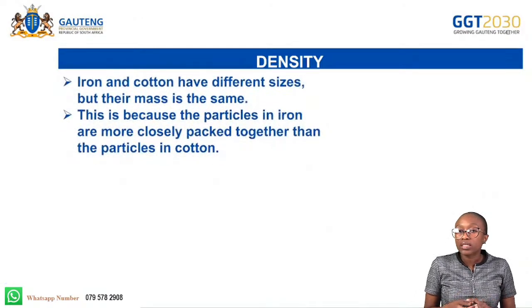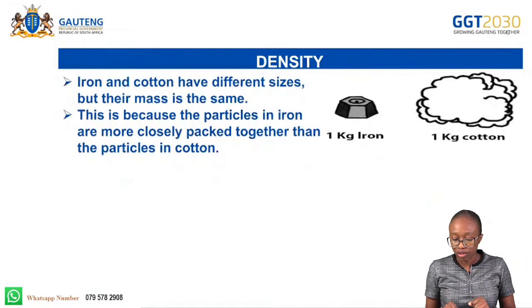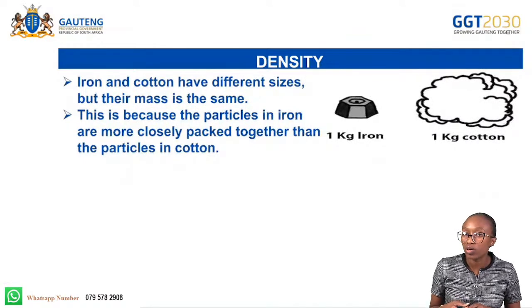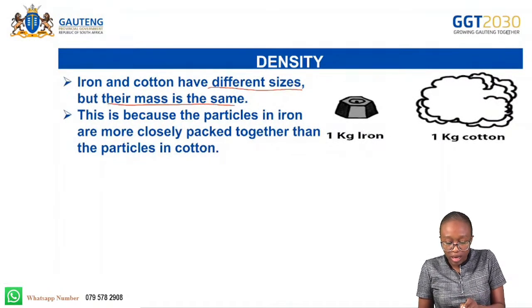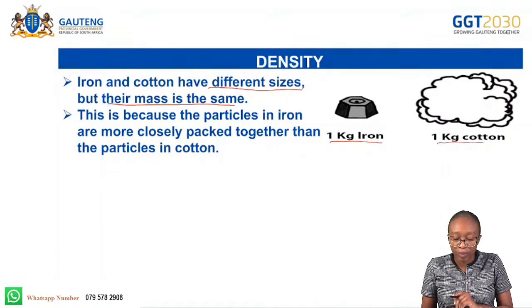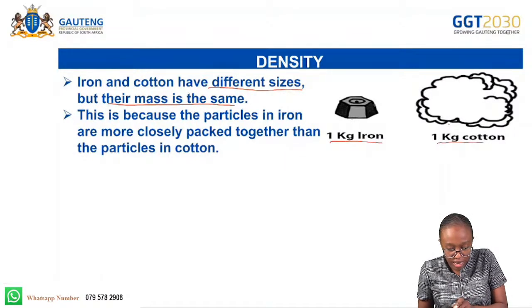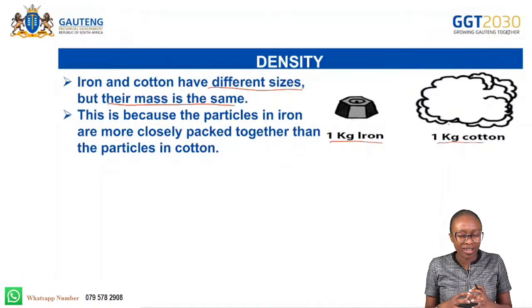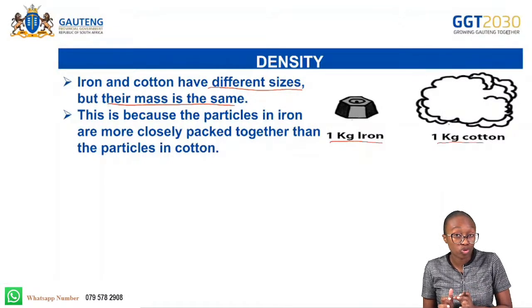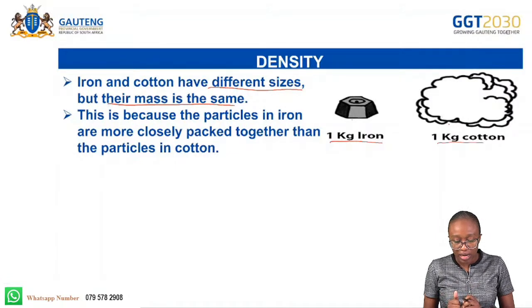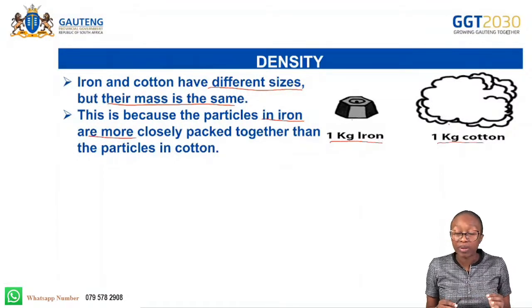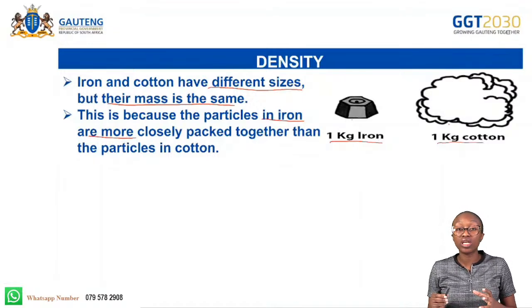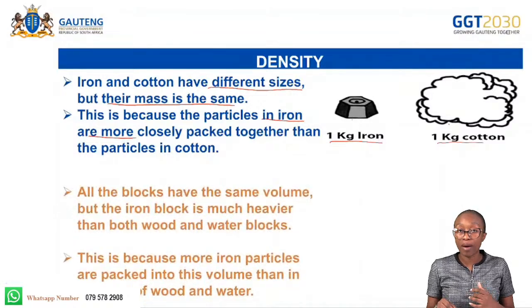Now, if we look at iron and cotton, I'm just going to pull up the illustration. There we've got 1 kilogram of iron and 1 kilogram of cotton. They have different sizes, but their mass is the same. They both have a mass of 1 kilogram, but the spaces they occupy are different. Iron occupies a smaller space in comparison to cotton, which occupies a much larger space. This is because the particles in iron are more closely packed than the cotton particles. So for the cotton particles to equal the mass of the iron particles, there have to be more of them, and they take up more space.